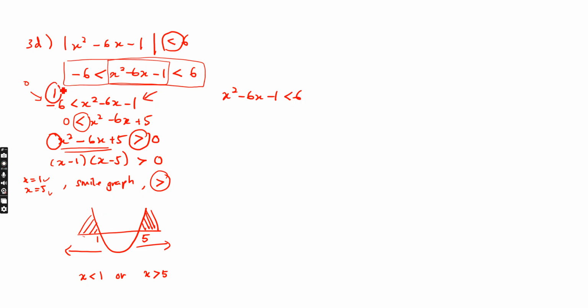This is the first one. Now we're going to do the second one, using the same method. Make sure the right side becomes 0. So x squared minus 6x minus 1 minus 5 gives negative 7, less than 0. After that we can solve this by factorization. We will get x plus 1, x minus 7, less than 0. Here you can make small notes: x is equal to negative 1 and x is equal to 7.